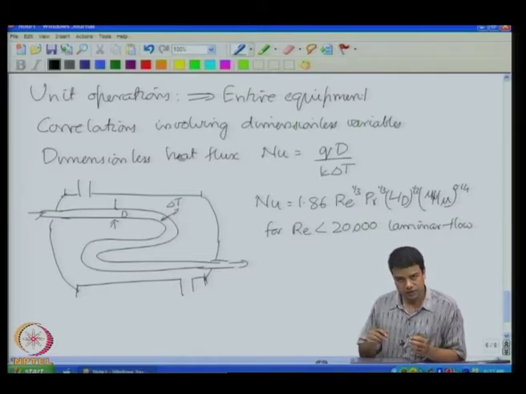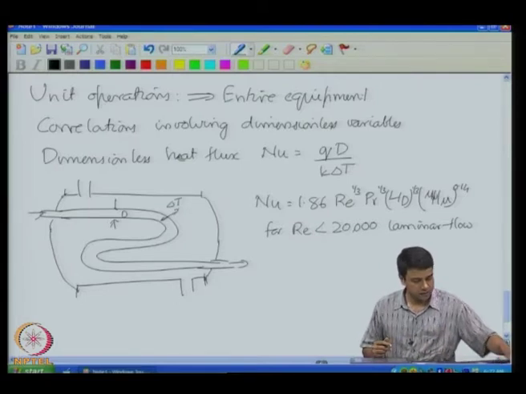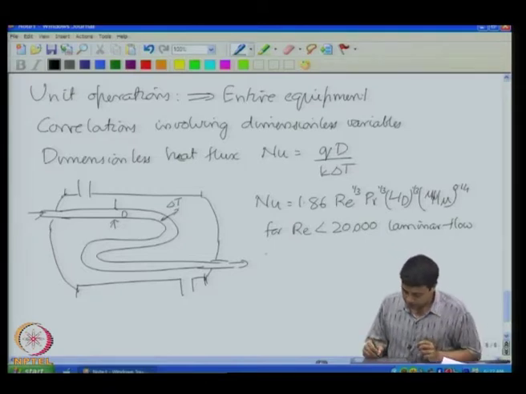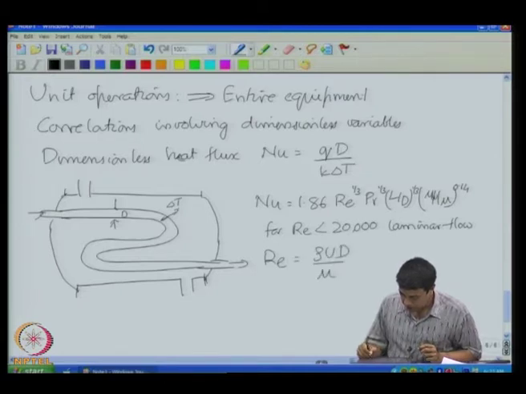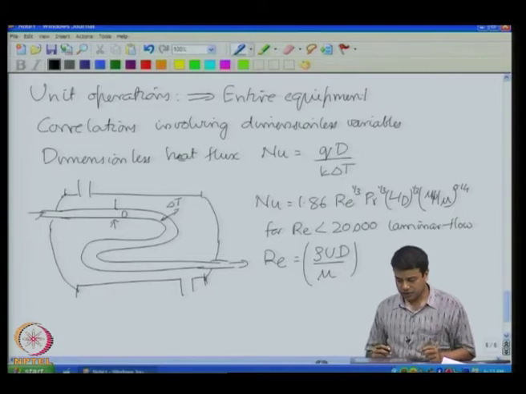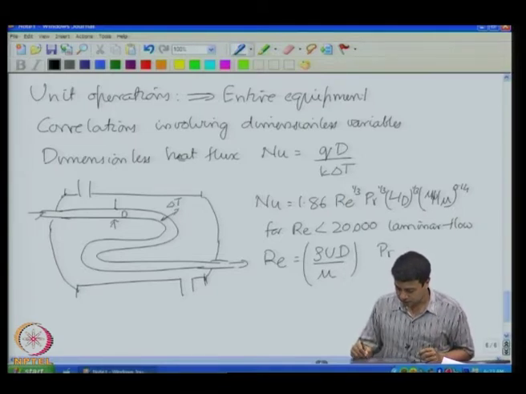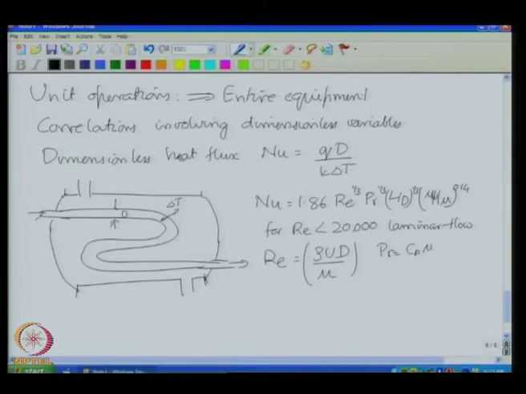This is a standard correlation for the dependence of the heat flux on the various parameters in the system. Here the Reynolds number is equal to rho u d by mu, where rho is the density, u is the average velocity and d is the diameter. The Prandtl number is equal to Cp mu by k, where Cp is the specific heat, mu is the viscosity and k is the thermal conductivity. This of course is valid only when the Reynolds number is less than about 20,000.